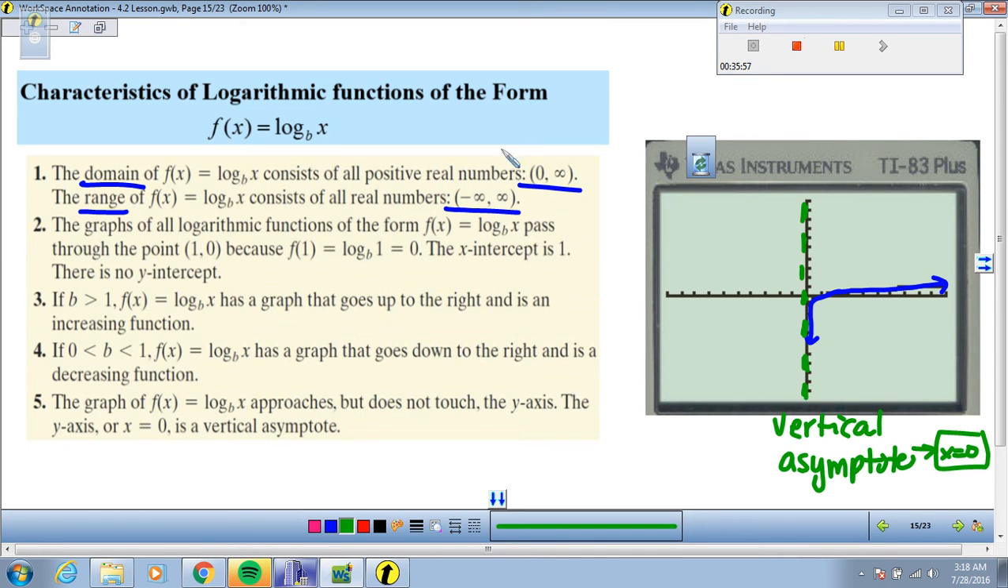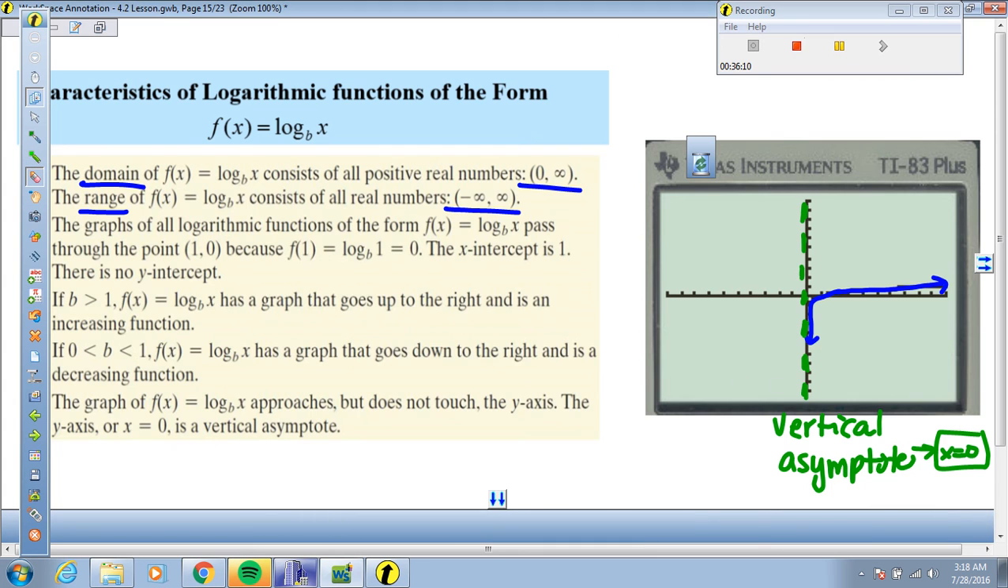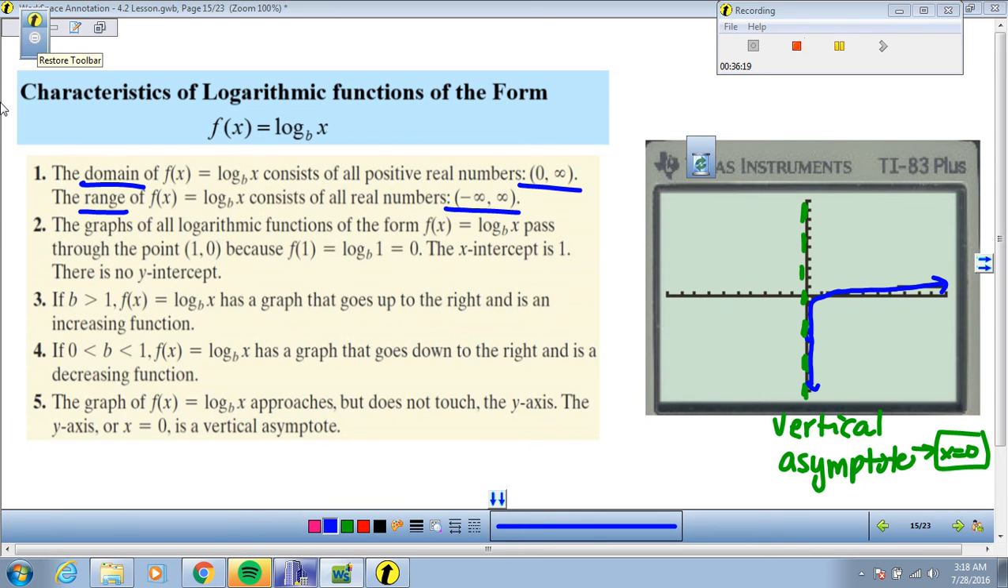You can see why the domain is from 0 to infinity, why the range is from negative infinity to positive infinity. This arrow is supposed to keep going lower. Okay, this right here. It's going to continue going this way. So that's the domain and the range.